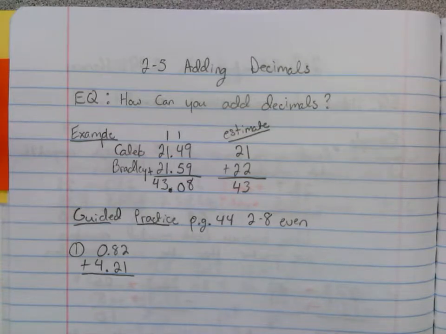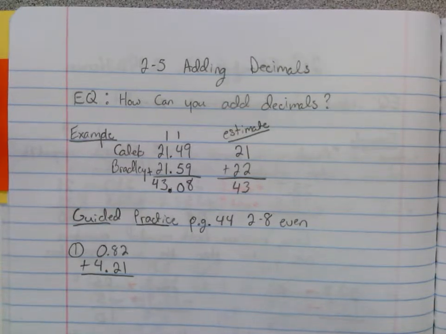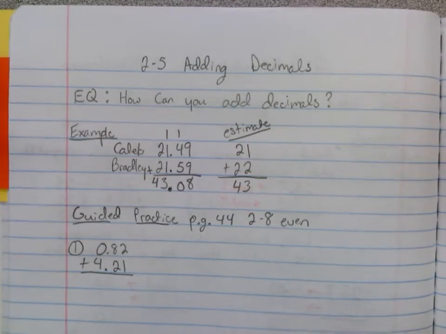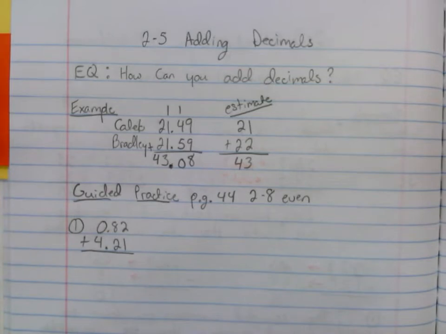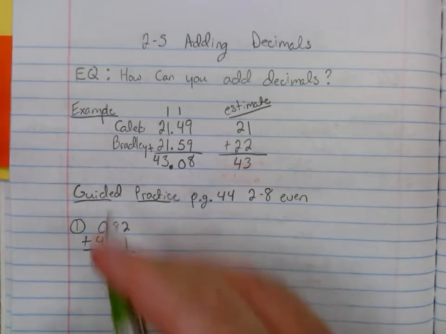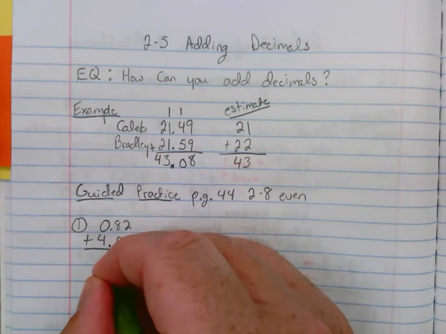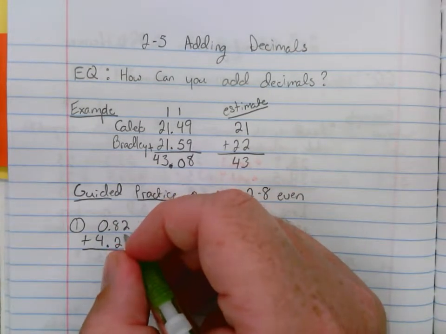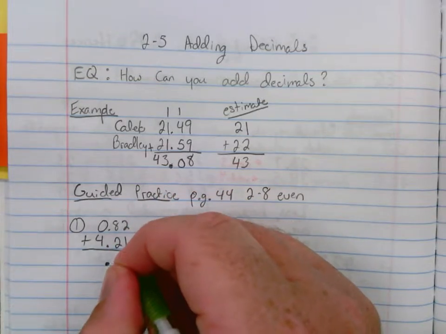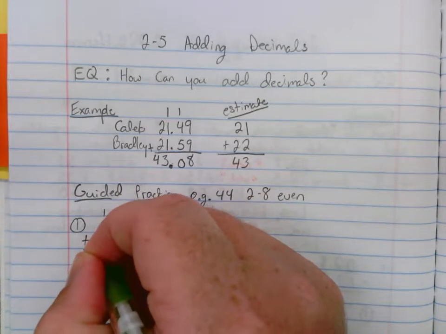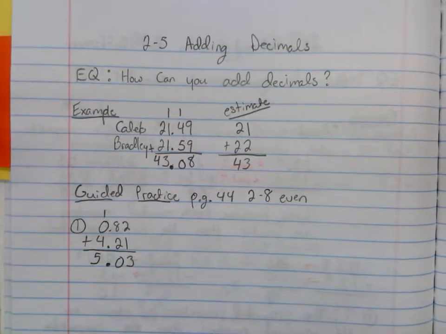What I would like you guys to do right now is pause the video, solve the problem, and then come back to the video so that you can see how I worked it out. The first thing we need to do is bring down our decimal point, and make sure our place values are lined up. Then we're just going to add like it was whole numbers. 2 plus 1 is 3. 8 plus 2 is 10. Carry the 1. That will give us 5 and 3 hundredths.